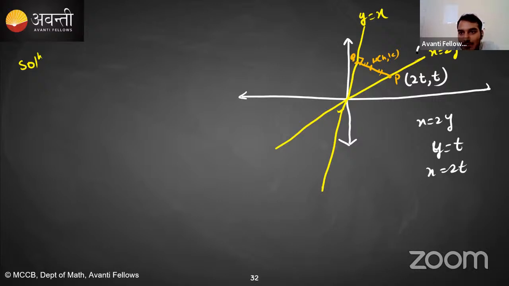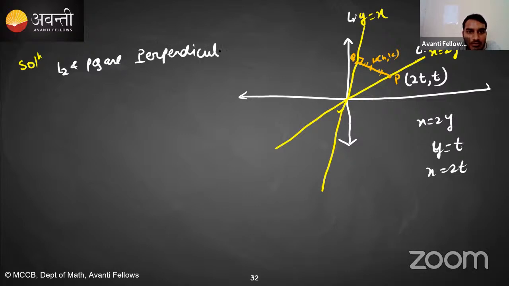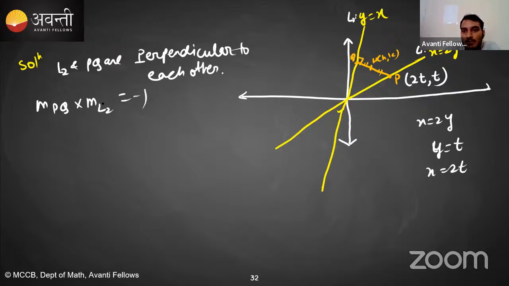Okay, so tell me student, what is the slope of this line? Let's say this is line L1 and this is line L2. So line L2 and line PQ are perpendicular to each other, right? So it implies the slope of PQ times the slope of L2 should be -1. What is the slope of PQ?